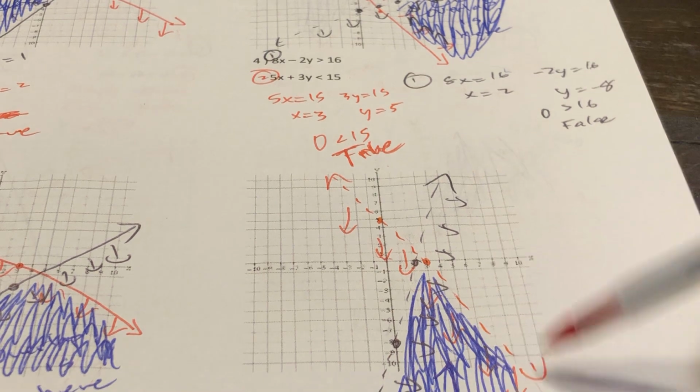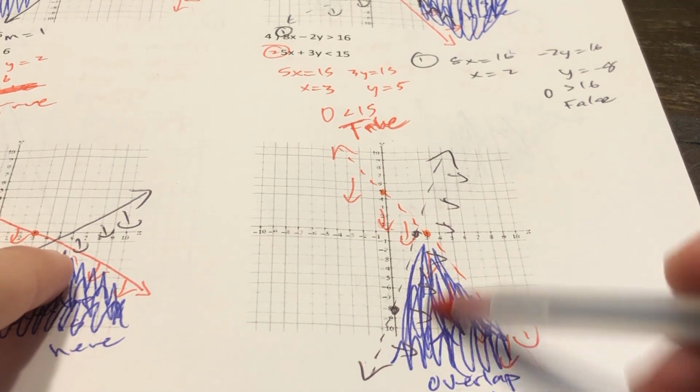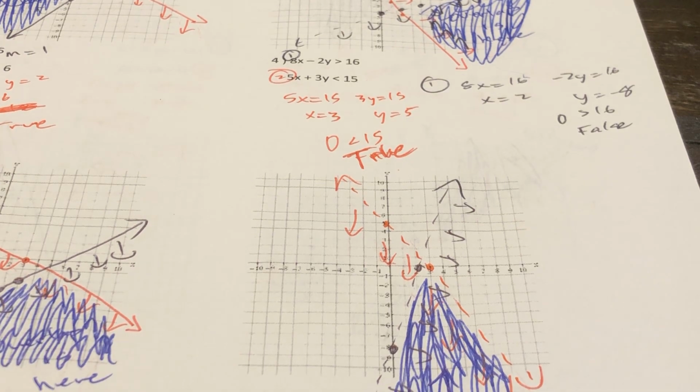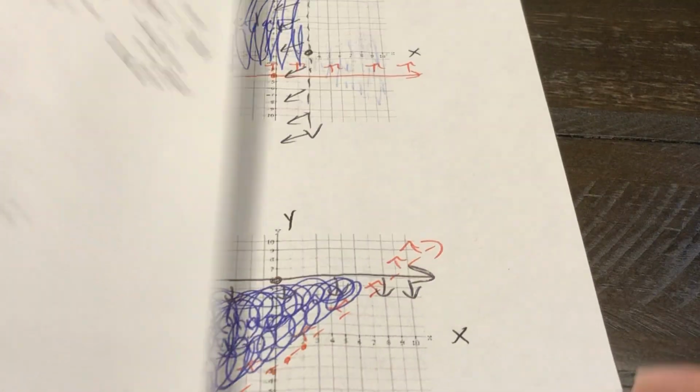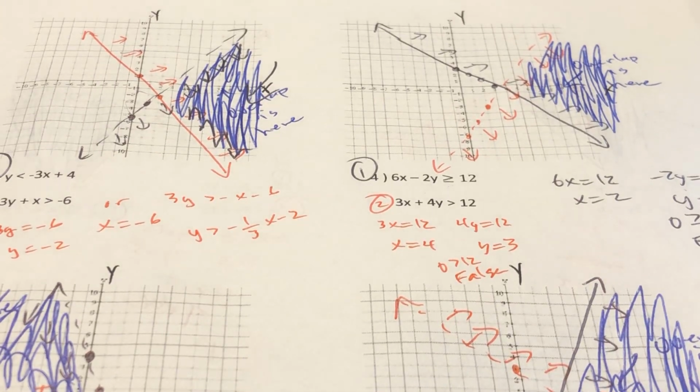You shade below. Where does the shading overlap? Right here. That is the overlap. That's your answer. Your answer is the overlap. All right, take a look at page A, just more of the same.